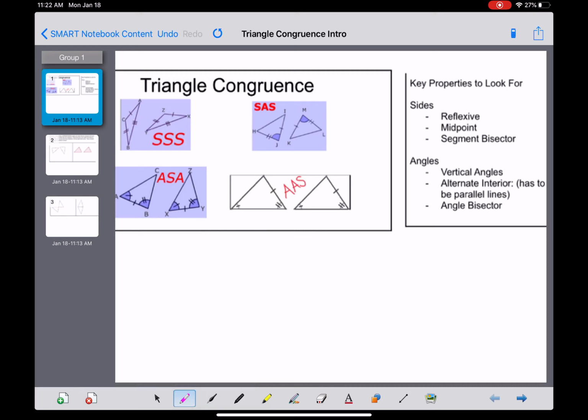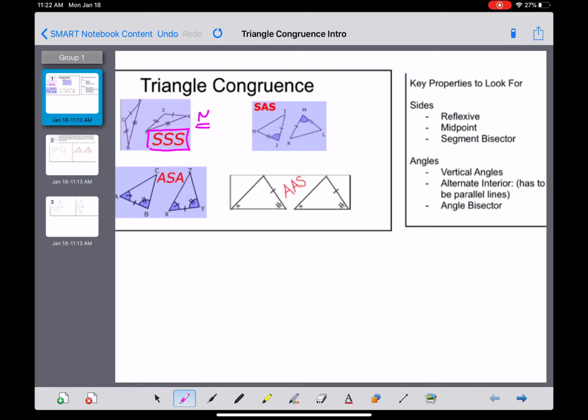So if you have a pattern, or if you show that all three sides are congruent, that's enough to say that the two triangles are congruent. You don't also have to show that all three corresponding angles are congruent. We call this side, side, side. So if we're able to show that all three sets of corresponding sides are equal, then we can state that these two triangles are congruent.